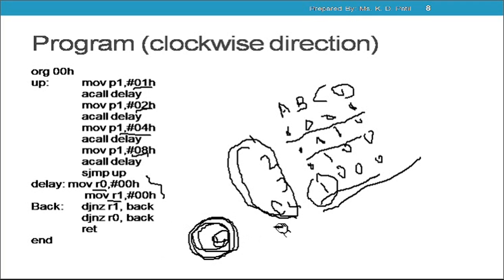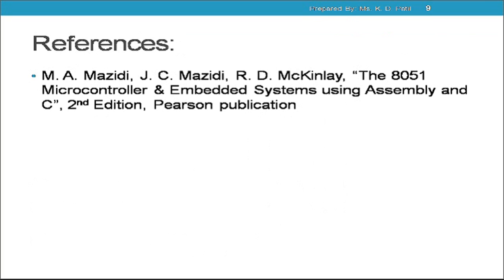And if you want to rotate it in the anti-clockwise direction, then at the first state 08 will be supplied to P1, and after 08, 04 will be supplied to P1, and after that 02 will be supplied to P1, and 01 will be supplied to P1. Then your stepper motor will rotate in the anti-clockwise direction. So I hope you have understood how we have interfaced the 8051 microcontroller with the stepper motor.